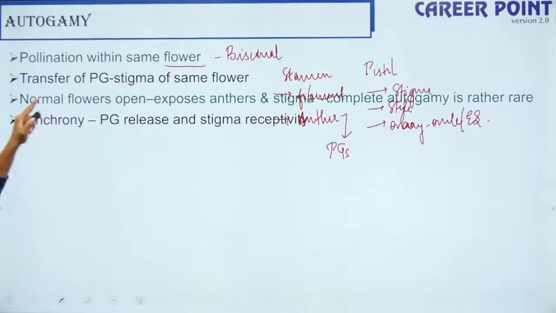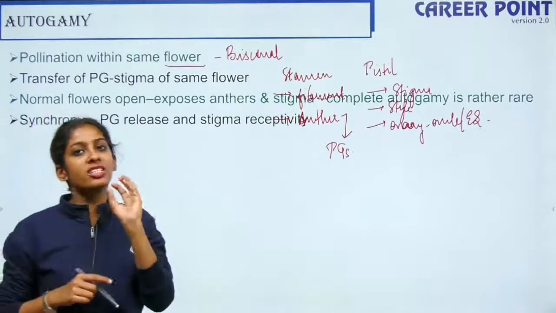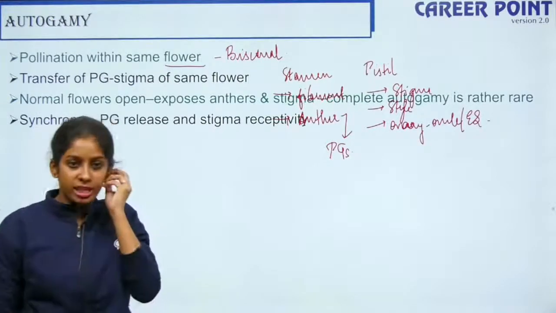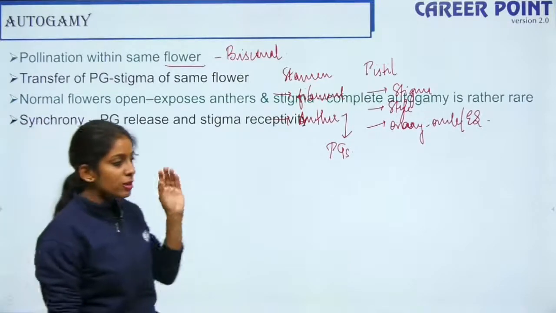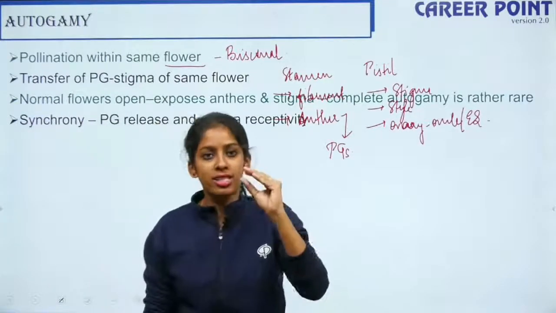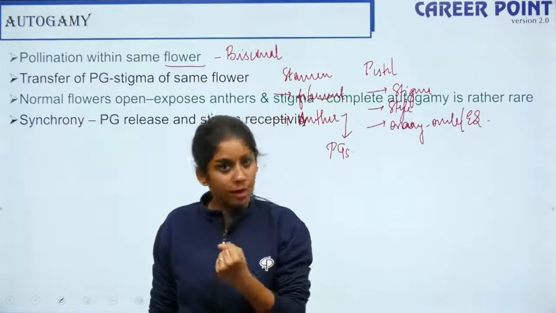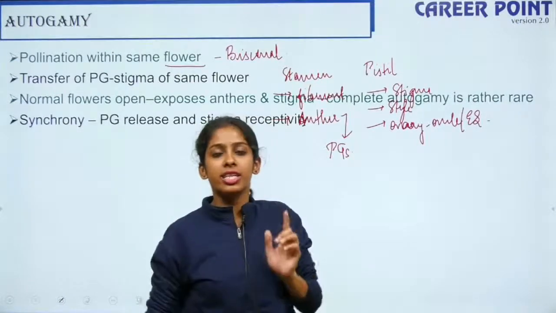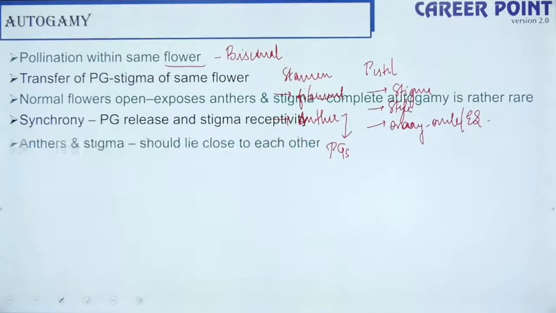So in this case, when autogamy is happening, that is pollination within the same flower, it happens between the pollen grains of the flower and the stigma of the same flower. So what will happen? There should be synchrony. The pollen grains should be released at the same time the stigma is ready. The stigma should be ready to receive them. So there should be synchrony between the pollen grain release and the stigma being receptive. Alright, so that is called autogamy.